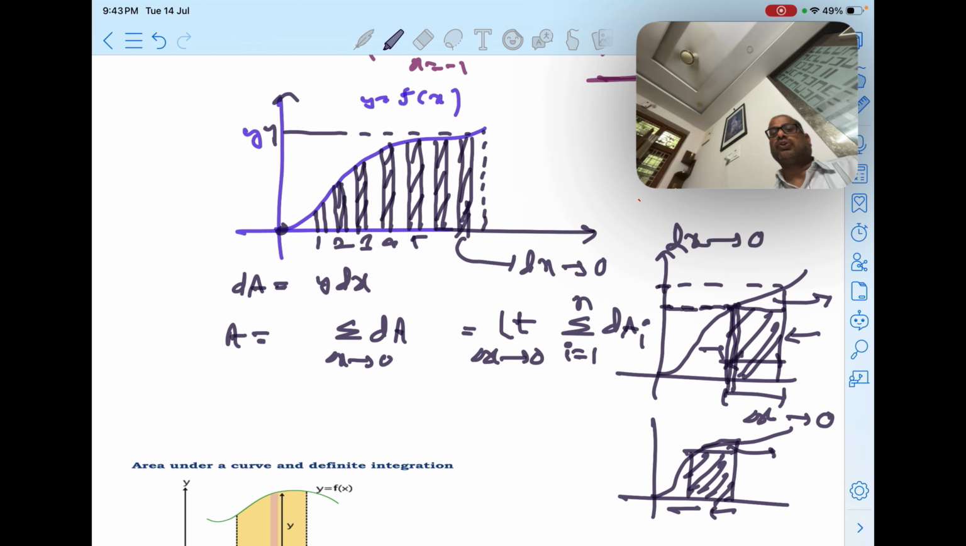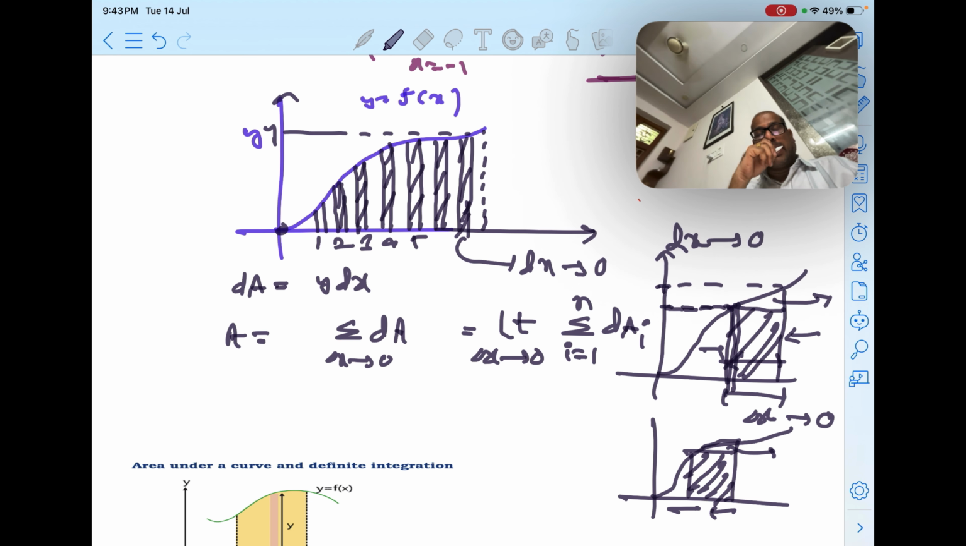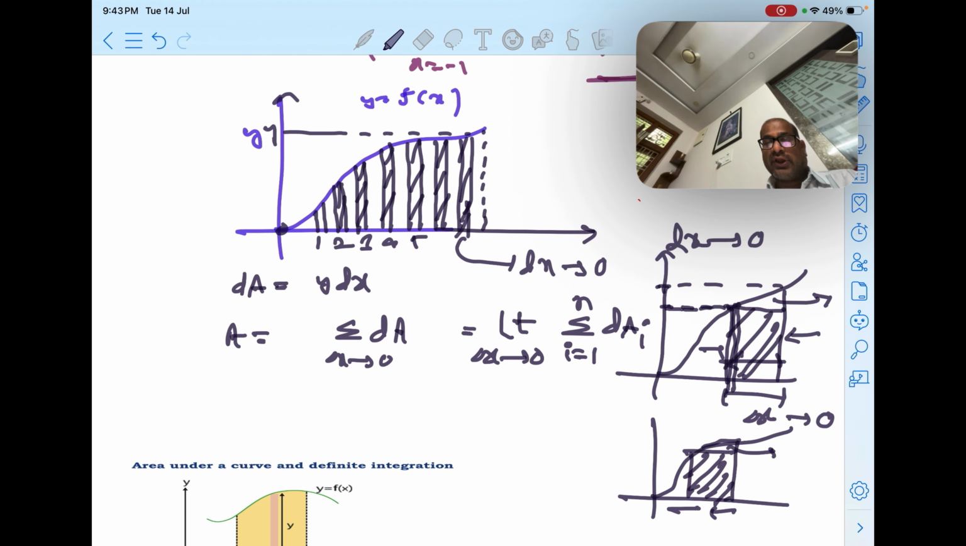If I is equal to 1, first strip area is dA1; I is 2, second strip area is dA2; I is 3, dA3, like that. You can add all the areas. Sum of all these areas. This summation itself in mathematics we call integration of dA. Sum of all dA, total area we will get.